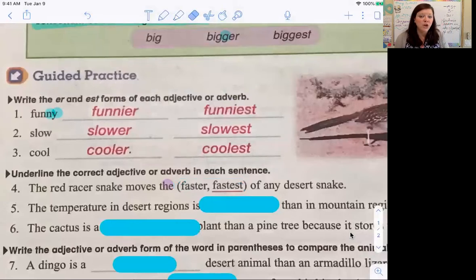Hey, here's another memory hook. How many letters does the have? 1, 2, 3. How cool. The has 3 letters and EST has 3 letters. That's another memory hook for you to hold on to.